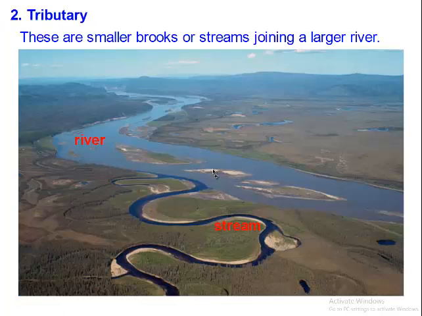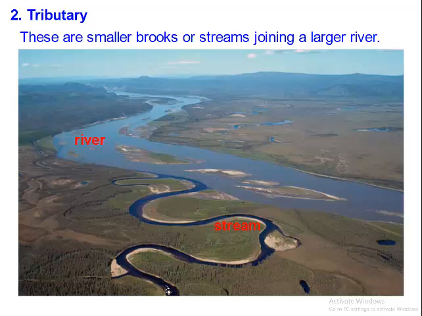We also have tributaries of rivers. When we talk about a tributary, we're talking about where a smaller river joins a large river. Now, smaller rivers are known as streams. So when a stream joins a river, the stream becomes the tributary of the river.